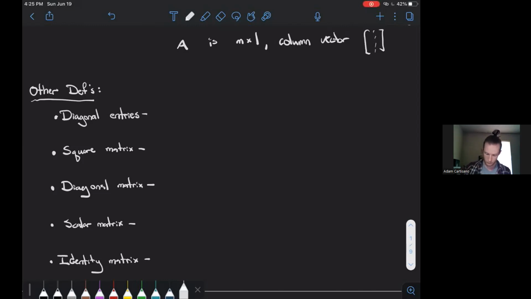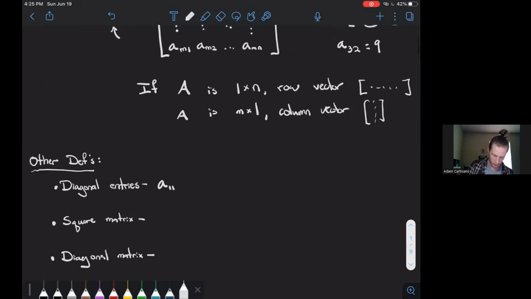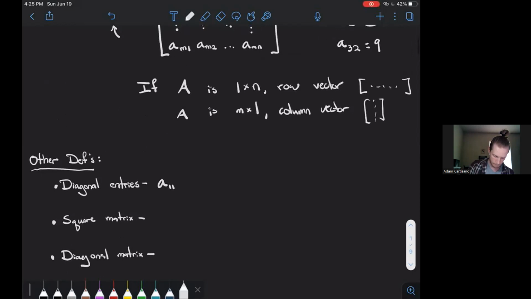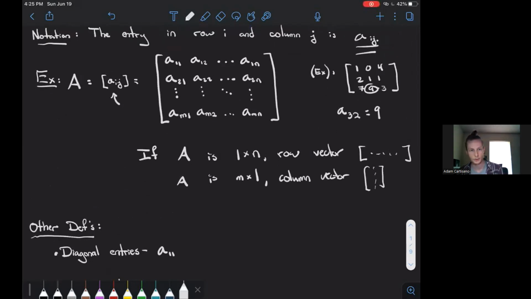So the diagonal entries are the entries where the subscripts match. Oh, by the way, I didn't say it, but this aij business is called double subscript notation. I love double subscript notation, and I will use it as much as I can.